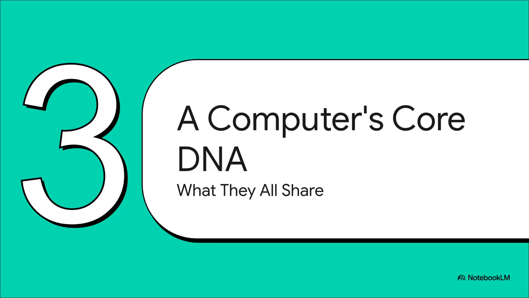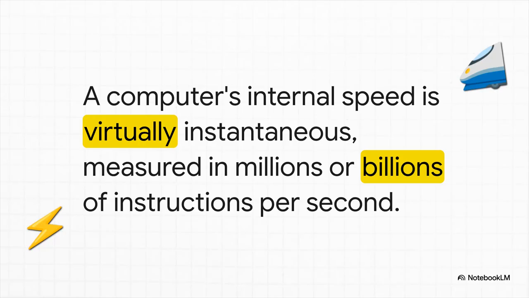Okay, so we've sorted them by their internal tech and by their sheer scale. But what really connects a city block-sized supercomputer with the phone in your pocket? Let's break it all down to the absolute core characteristics, the fundamental DNA that they all have in common. It really all starts with speed.